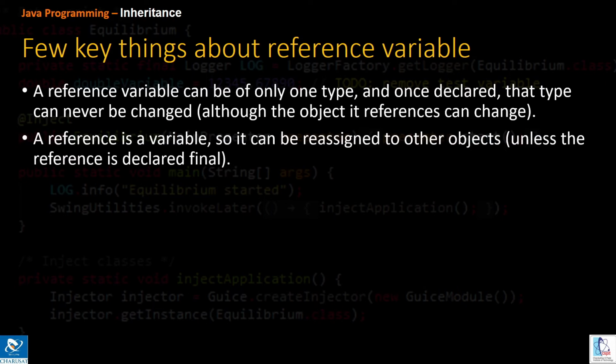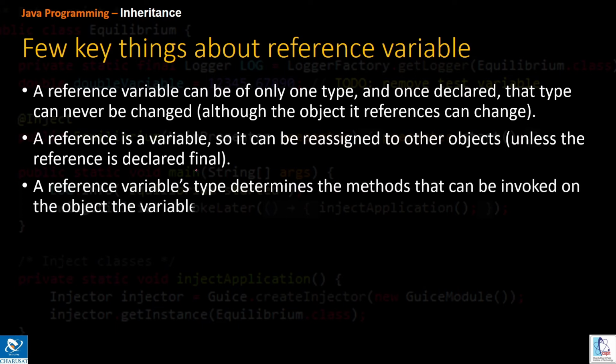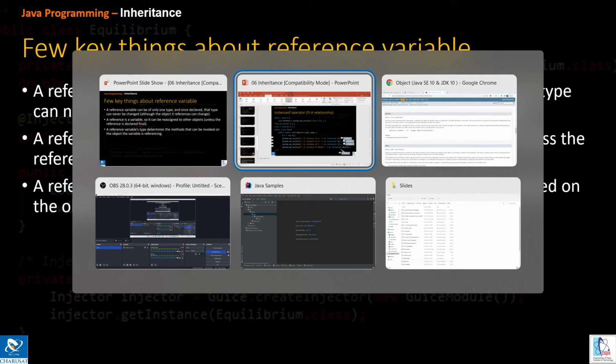Another one, the reference variable can be reassigned to another object, and make sure that it is not declared as final. The reference variable type determines the method that can be invoked on the object the variable is referencing. So suppose in class C you have declared a method which is specific to class C only, which is not there in class B and class A, then with the help of a reference variable of B or A, you cannot call that particular method. I'm going to show you the example. Next one, let me show you the example and then I will proceed. So what is the meaning of this?